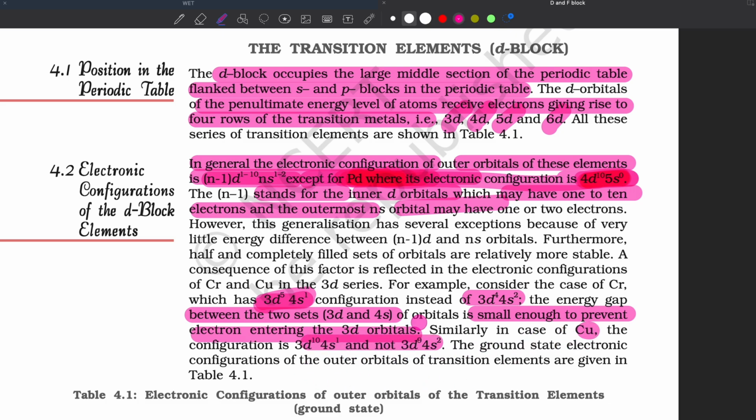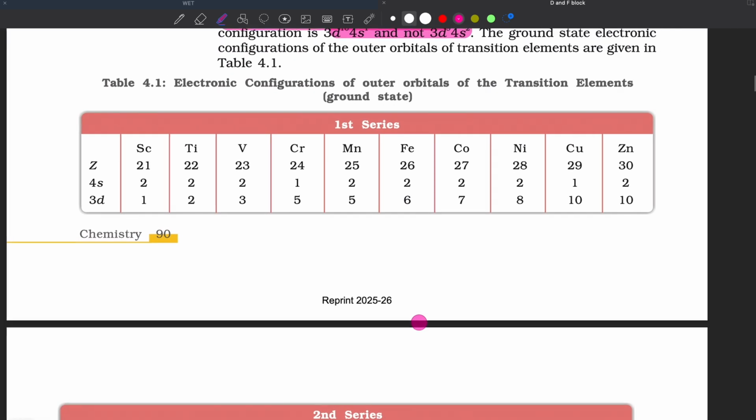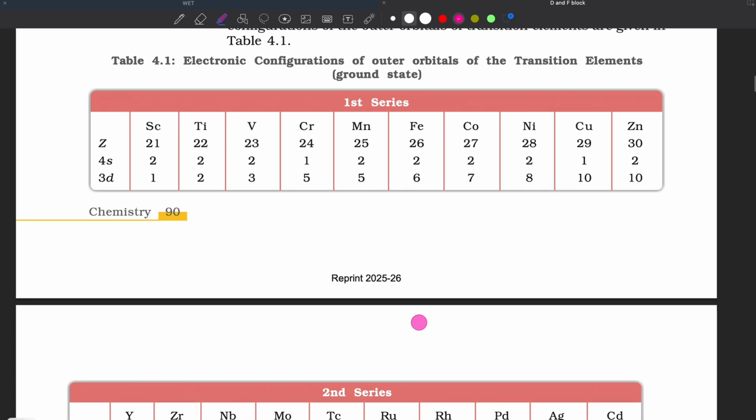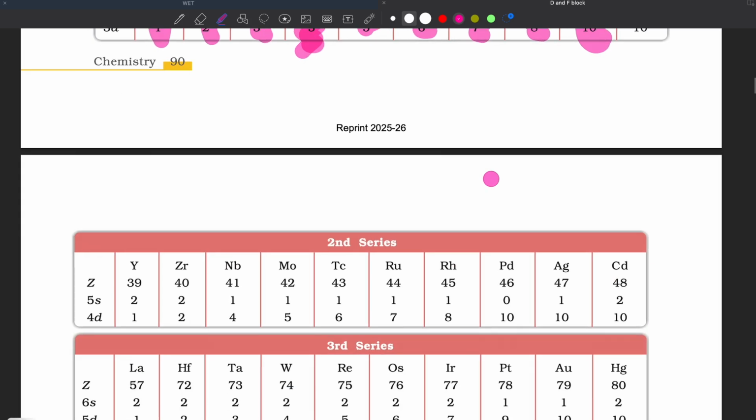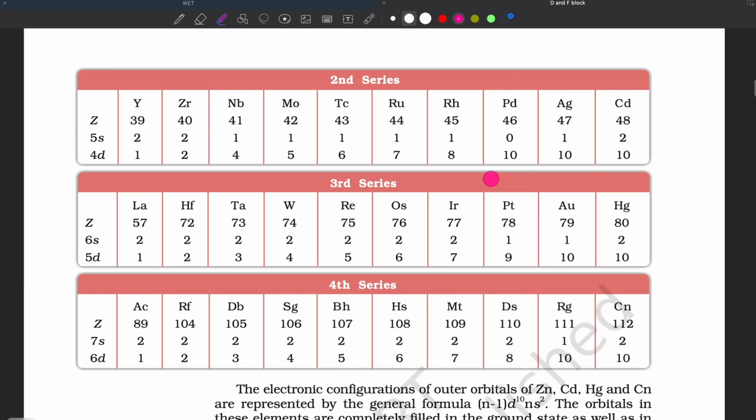The ground state electron configurations, look here, the first series is given. Electronic configurations of outer orbitals of transition metals in the ground state. Scandium, titanium, vanadium, then chromium is the exceptional one. Manganese, iron, cobalt, nickel, and copper is again the exceptional one. Right, now if you go to the second series.